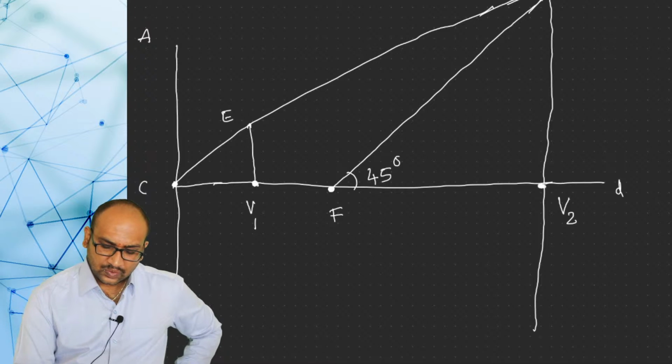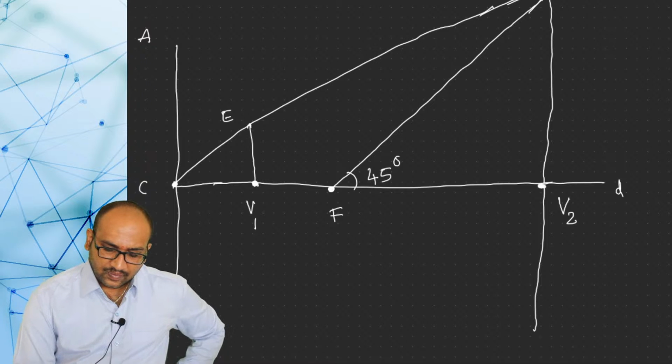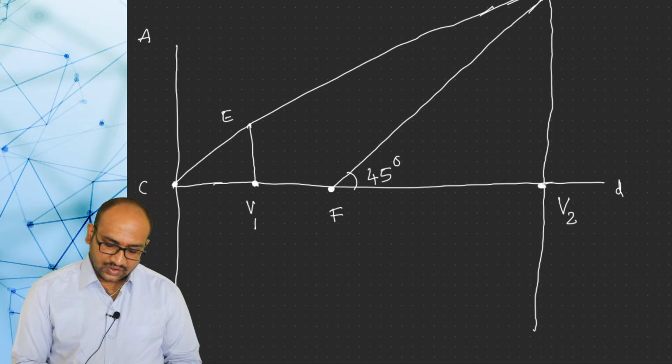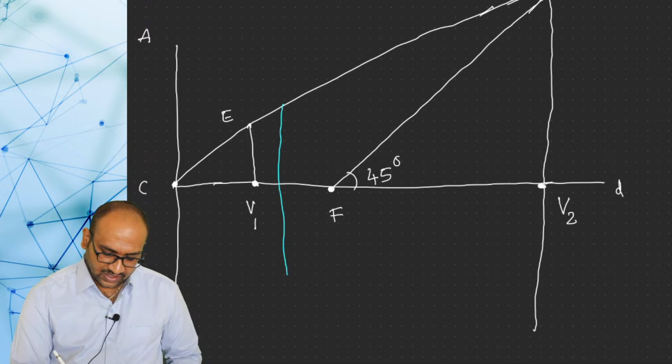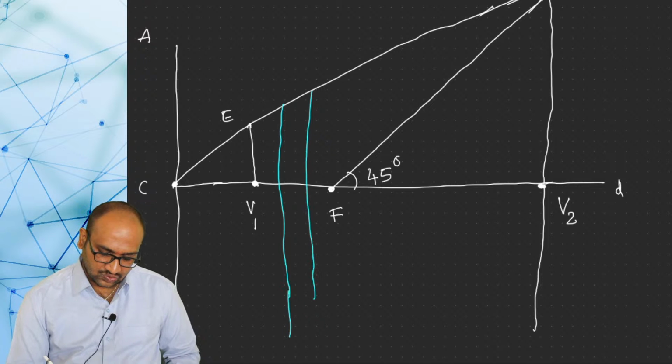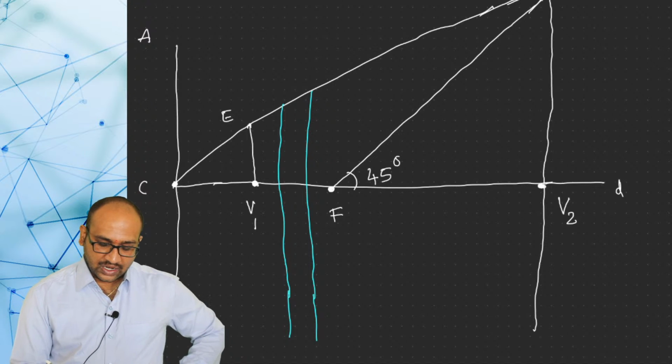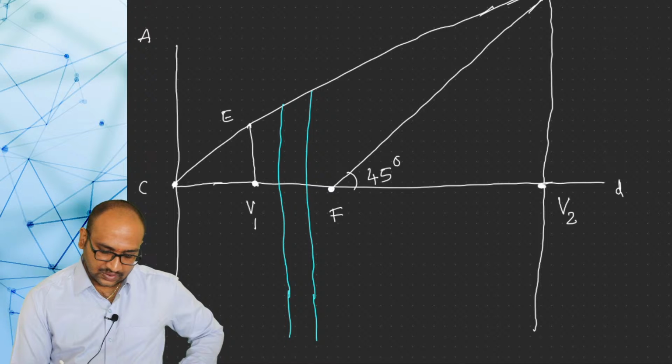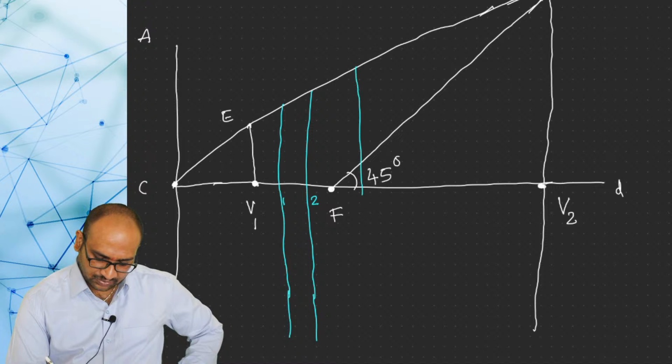Now, I am dividing V1 F into 2 or 3 parts. This is my convenience. As per your convenience, you can divide this V1 F into 1 or 2 or 3 parts. For my convenience, I am dividing this into 2 parts. Okay, and I am giving these names 1, 2, and after that I am also dividing this F V2 into a number of parts. This is also our wish only. As per your convenience, you divide.